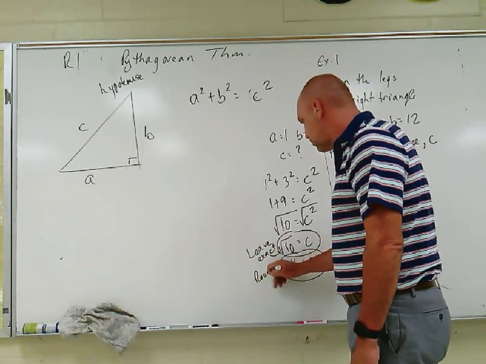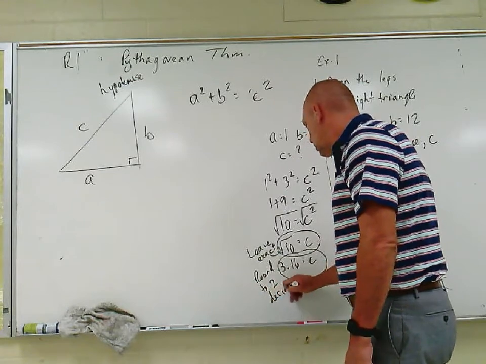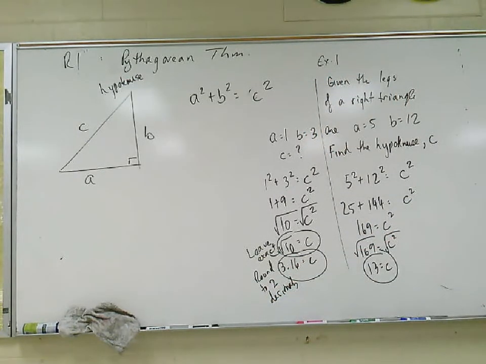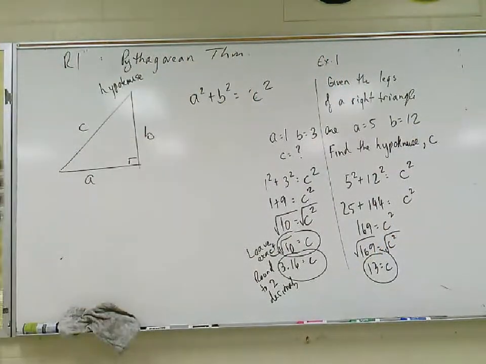Round, I just put 2 decimals, I don't know. We'll see what it asks. That's that one. Okay. All right, that's if you're given both legs. The other scenario is maybe I'm given what? What might be different? Leg and a hypotenuse. These are really the only 2 scenarios.